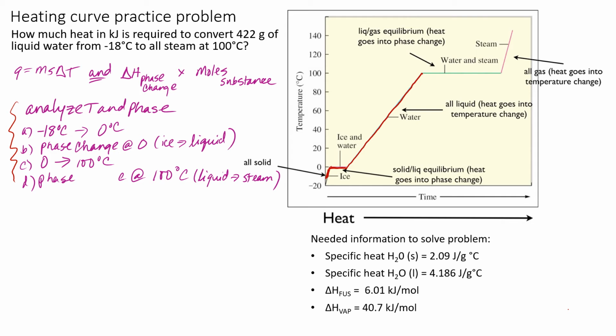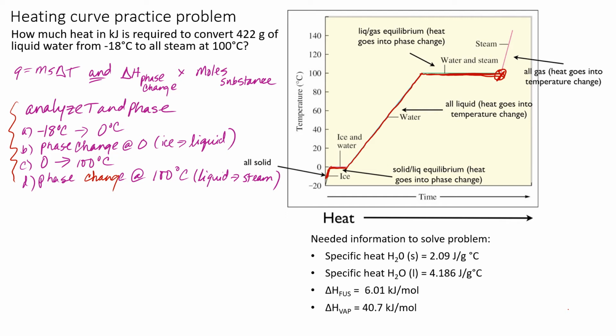Finally, for D here, I seem to have lost some of my writing. I don't know what happened, so we'll put the change back in here. We have a phase change from water to steam, all steam. Notice we don't get to all steam until we're at the end of the flat part of the graph.